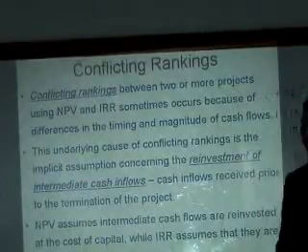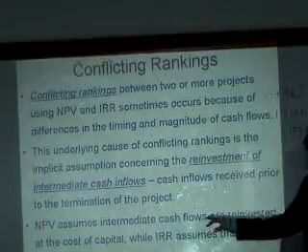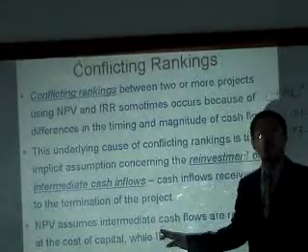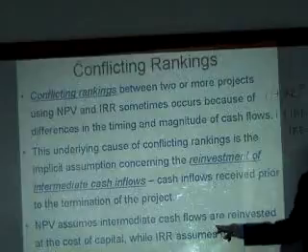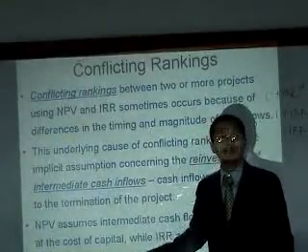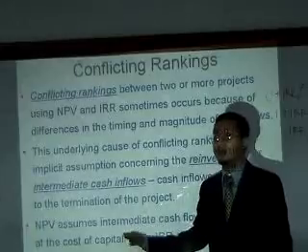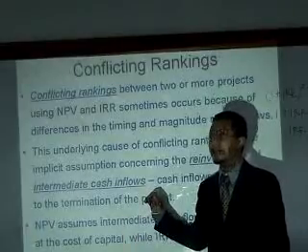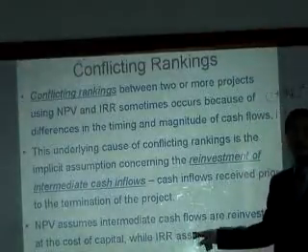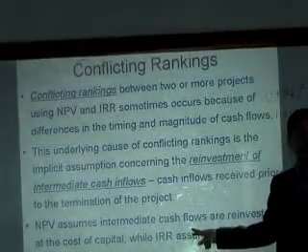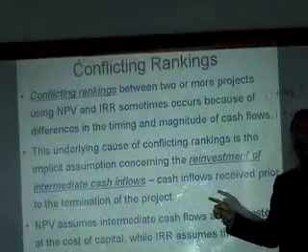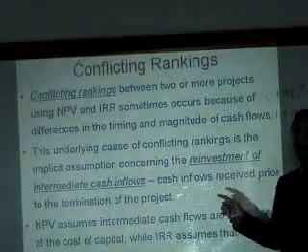NPV assumes intermediate cash flows are reinvested at the cost of capital, whereas the internal rate of return assumes reinvestment at the IRR. So that's why we have different and conflicting ranking. NPV will reinvest at cost of capital, but for IRR we reinvest at the IRR.